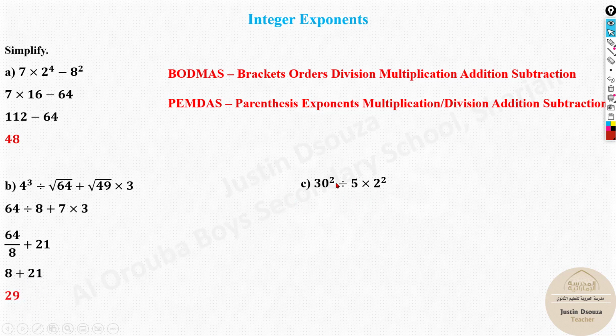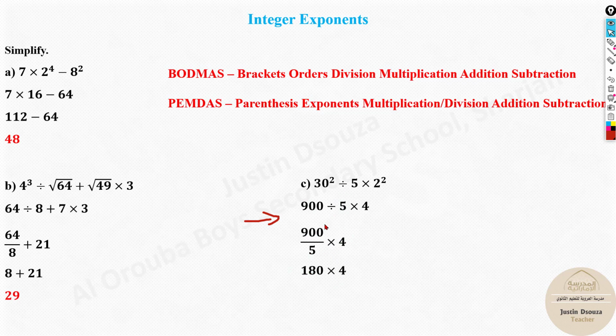Last one over here, do the powers first. 30 squared is 900, divided by 5, into 2 squared is 4. Now here, which to go first? So now look over here. Let's do the division first. Why? Because see, from left to right, which is first? It's the division, right? So 900 divided by 5, the answer over here is 180.